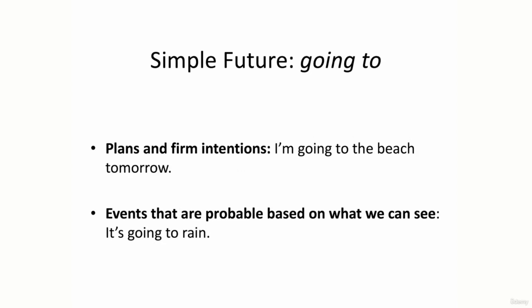We use the construction going to indicate plans and firm intentions. I'm going to the beach tomorrow. And for events that are probable based on what we can see around us. It's going to rain.